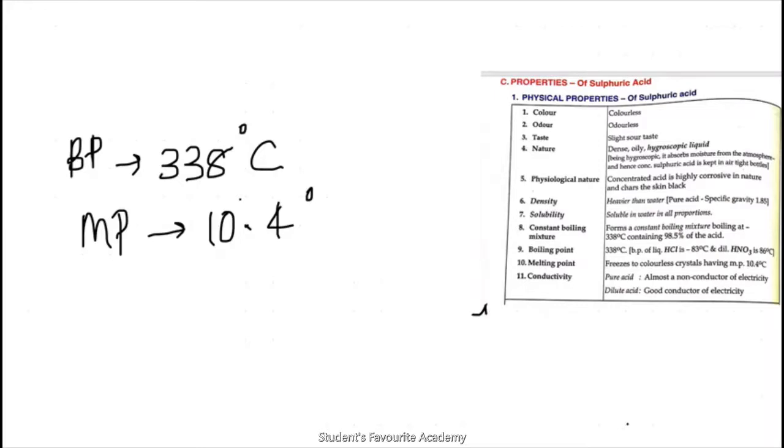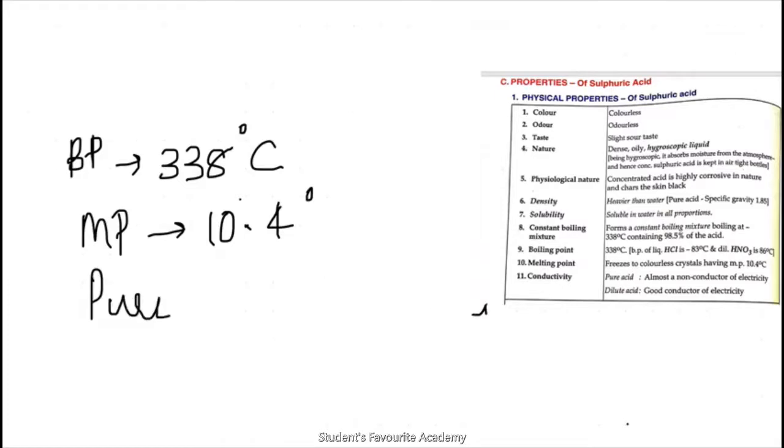Okay, so it is freezing below 10.4 degrees Celsius. The next thing when we talk about, children, is its conductivity. So the conductivity, what if it is a pure acid? It is a non-conductor, and if it is dilute, then it is a good conductor. Okay, so this is about the conductivity.